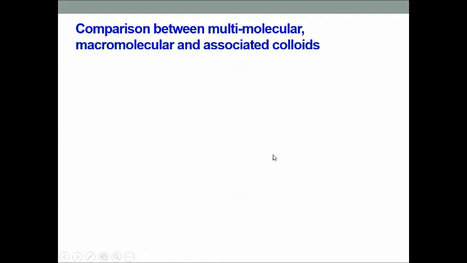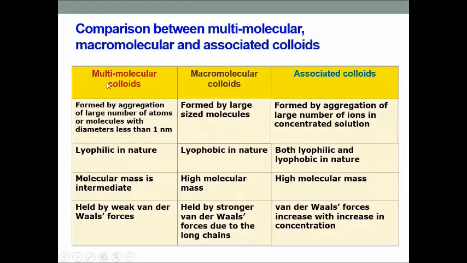Now let us compare the three colloids, that is multimolecular, macromolecular and associated colloids. First, how are multimolecular colloids formed? They are formed by the aggregation of a large number of atoms or molecules with diameters less than 1 nanometer. Macromolecular colloids are formed by large size molecules. Associated colloids are formed by the aggregation of a large number of ions in concentrated solution. So this is the difference between the formation of these three colloids. Next, about the nature, that is lyophilic or lyophobic. Multimolecular colloids are lyophilic in nature, that is solvent loving. Macromolecular colloids are lyophobic in nature, that is solvent hating.